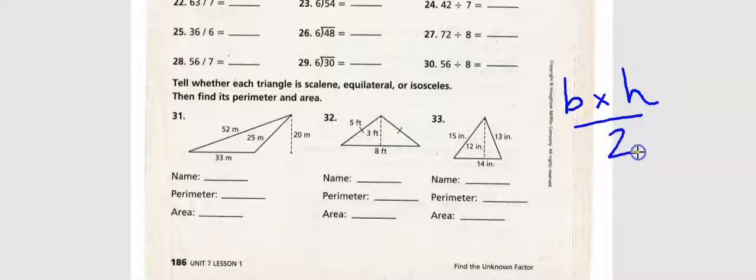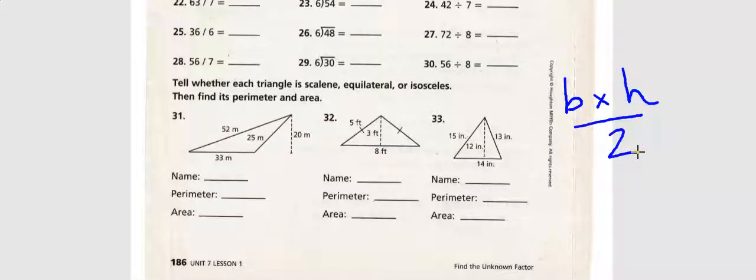Then you need to find the perimeter and the area. Now remember, the perimeter, you add all the sides to get the perimeter. But for triangles, the area is a little different. You need to do something special for area for triangles. You would be using base multiplied by height, and you're going to divide that by 2. Base times height divided by 2.